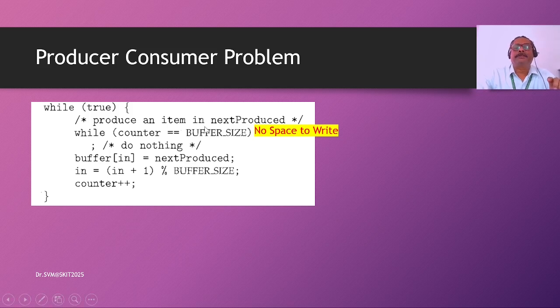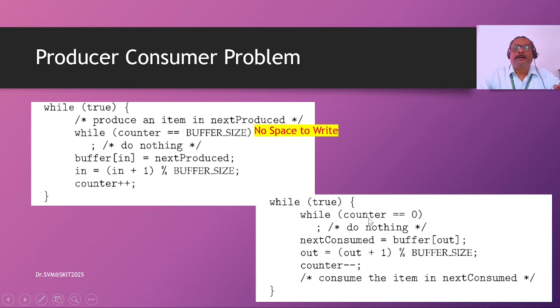Till then, wait. What happens on the other side? On the other side the same thing happens, but we have to wait if the buffer is empty. If the buffer is empty, we can't read anything. Then we have to wait till the producer writes something onto the buffer. So here we are waiting while the counter is 0, just keep waiting. If the counter becomes greater than 0, that means there is something to read.